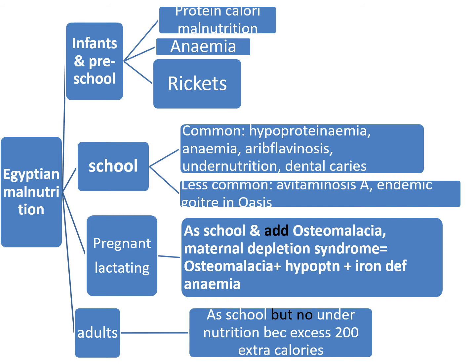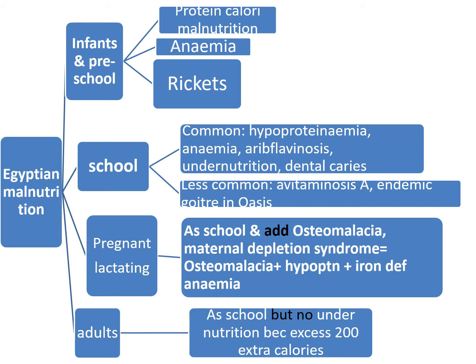In pregnant and lactating women, as in school children, and add osteomalacia and maternal depletion syndrome, composed of osteomalacia, hypoproteinemia, and iron deficiency anemia. Among adults, as in school children, but no undernutrition because of the excess 200 extra calories.